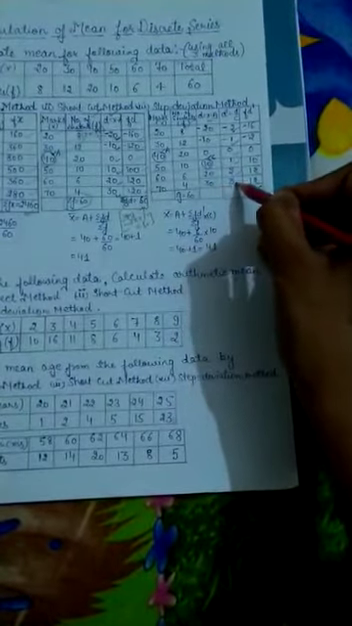So minus 20 divided by 10 will give you minus 2. Minus 10 divided by 10 will give you minus 1. 0 divided by 10 will give you 0. 10 divided by 10 will give you 1. 20 divided by 10 will give you 2. 30 divided by 10 will give you 3.